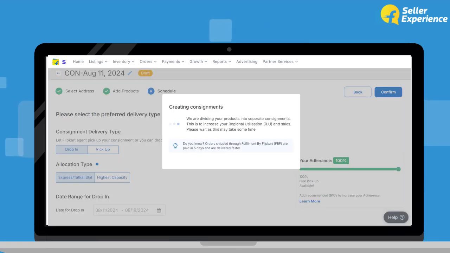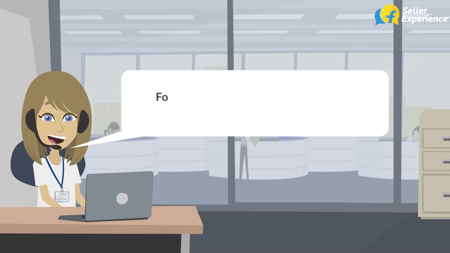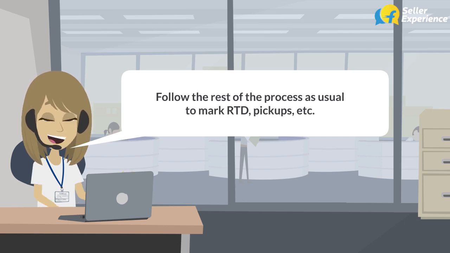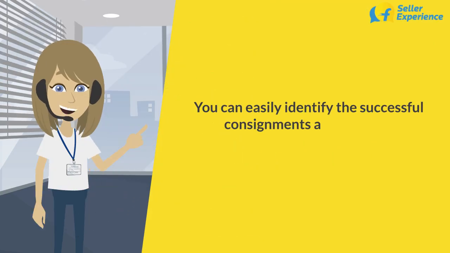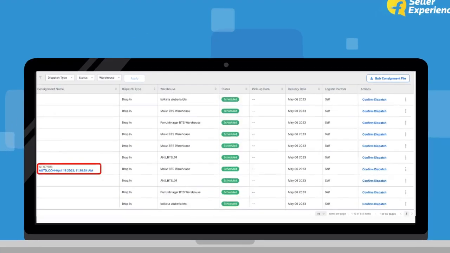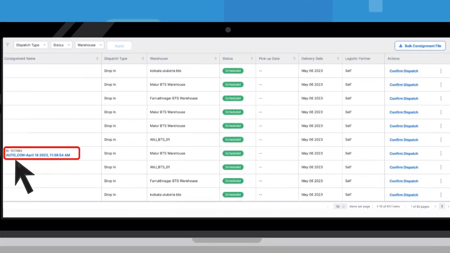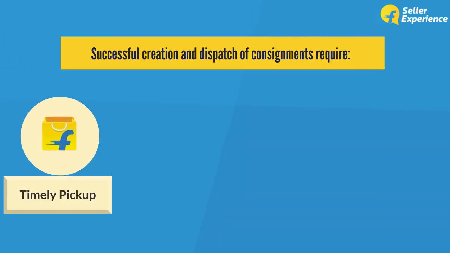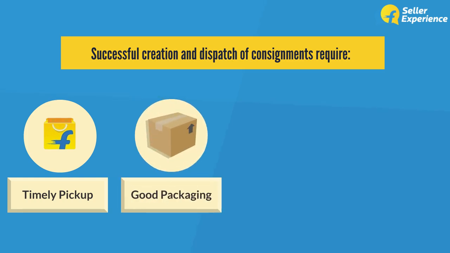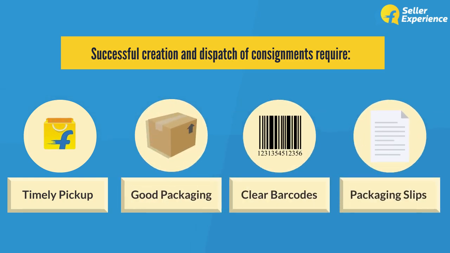Then, the system will smartly create a consignment for the selected split. Now, follow the rest of the process as usual to mark RTD, pickups, etc. You can easily identify the successful consignments among other consignments as they will have the prefix auto_. Successful creation and dispatch of consignments require timely pickups, good packaging, clear barcodes, packaging slips.